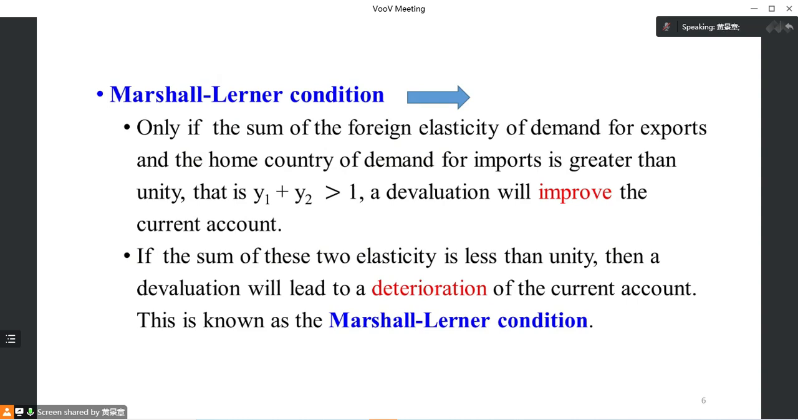We have learned the Marshall-Lerner condition, that is, if ε1 plus ε2 is more than 1, devaluation will improve the current account. If the sum of these two elasticities is less than unity, then devaluation will lead to a deterioration of the current account. This is known as the Marshall-Lerner condition.